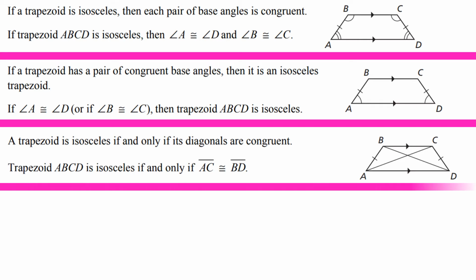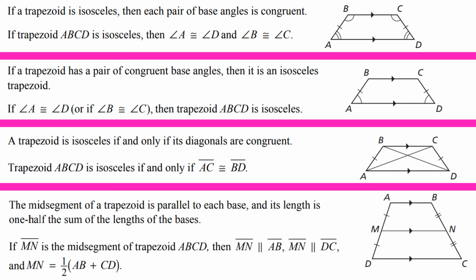Now, each of these quadrilaterals seems to have something special about the diagonals. If you remember previously in a parallelogram, the diagonals had to bisect each other. Or if you remember the rectangle, the diagonals had to be congruent. Well, here, if you are a trapezoid and you are isosceles, the diagonals are going to be congruent. Or if you know the diagonals are congruent, you know it's isosceles.